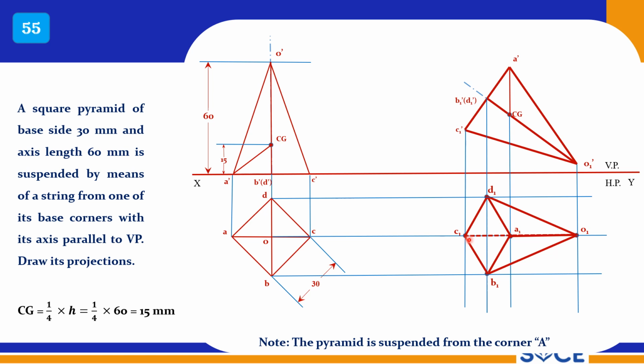Same procedure you can adapt to even cylinder, even cone, prism, whatever may be the solid. You have to adapt. Suppose if you have cylinder and a prism, the CG will be at 1 by 2 into h. With that you can calculate. For cone also it is 1 by 4th of h from base. So this is how you can do this problem. So we will see another problem of this kind.